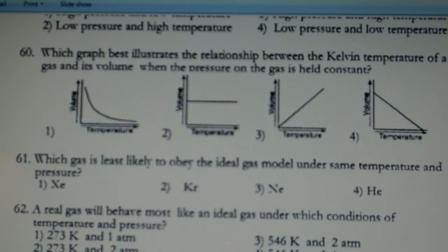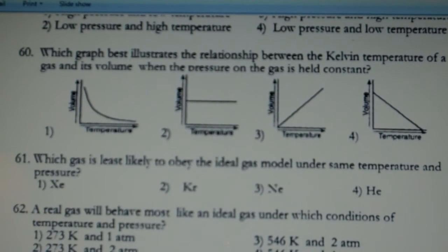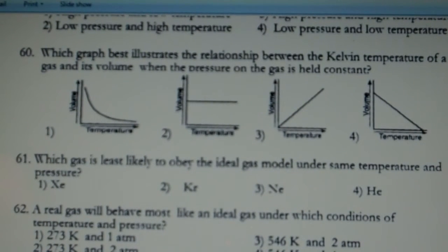Number 4 is the answer for number 62, because we're talking about a real gas most like ideal. So most like ideal means we want to have the particles further away from each other. In order to get the particles further away from each other, we're looking for the highest temperature and the lowest pressure that we can have. So that combination would be number 4.